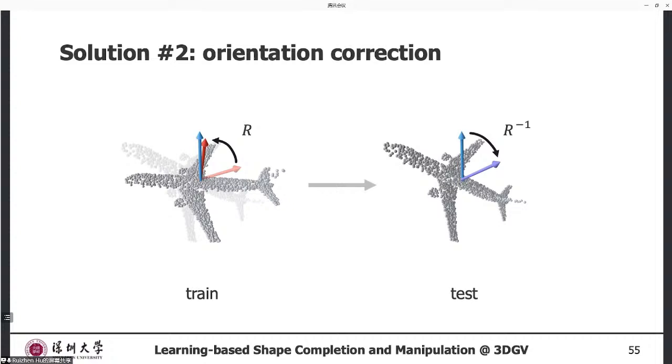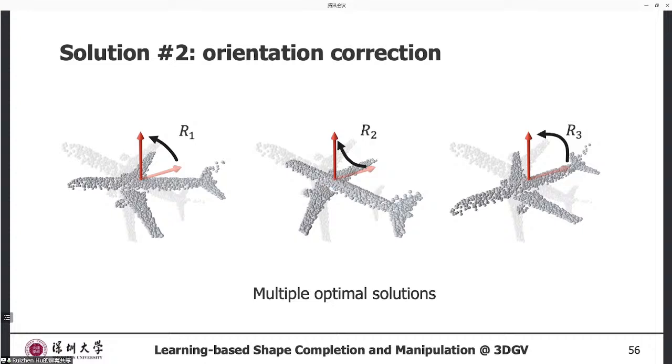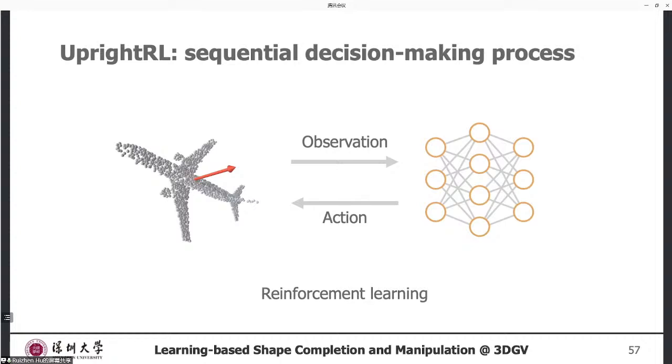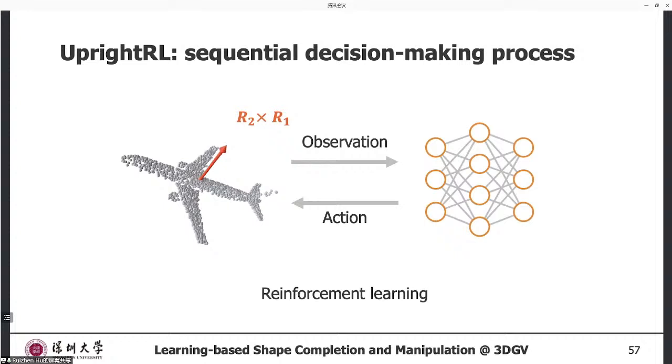But one thing to note here is that there are multiple rotation matrices that can turn the input direction to the target direction. So instead of selecting one of them to perform supervised learning, the key idea of our method is to consider it as a sequential decision-making process and solve it using a reinforcement learning method, where we train an agent to rotate the input shape step by step until it's upright oriented.